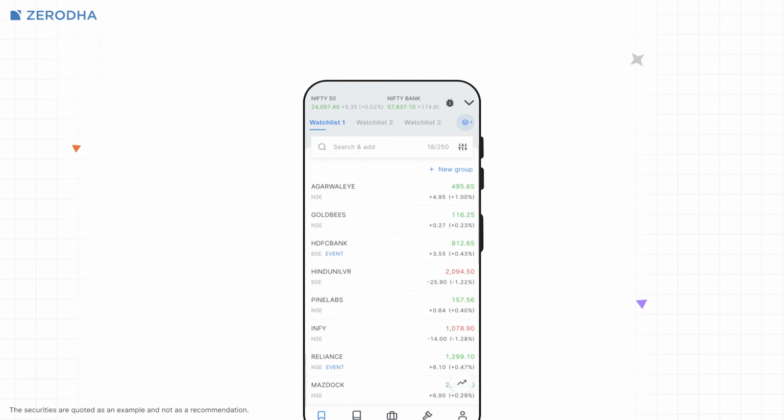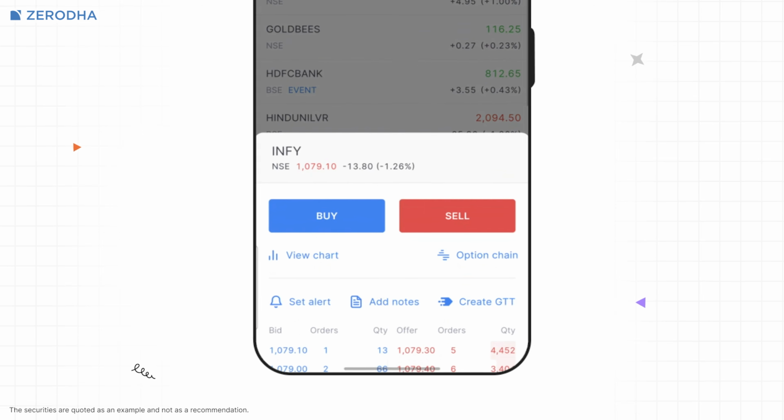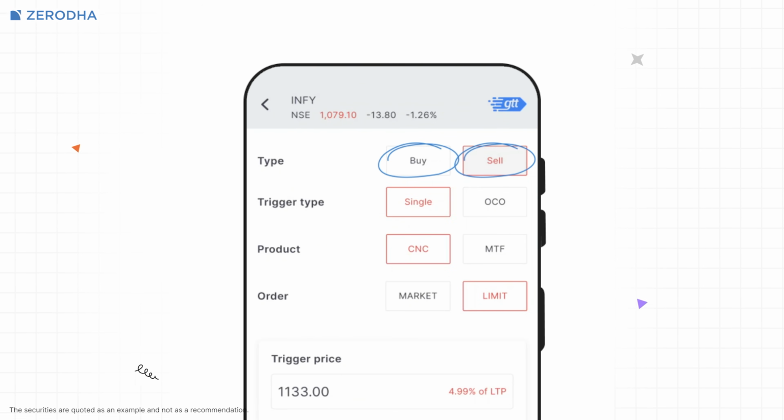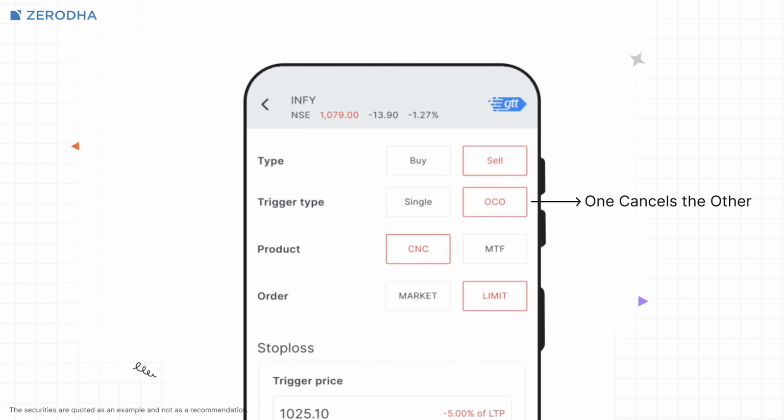On the Kite app, you can place a GTT order from Market Watch, Holdings or Positions. From here, tap on the instrument you want to place a GTT for and then tap on Create GTT. Choose Buy or Sell as the transaction type. Select Single or OCO as the trigger type. OCO or one cancels the other allows you to set both a stop loss and a target in the same GTT. TSL is available with both single and OCO orders.